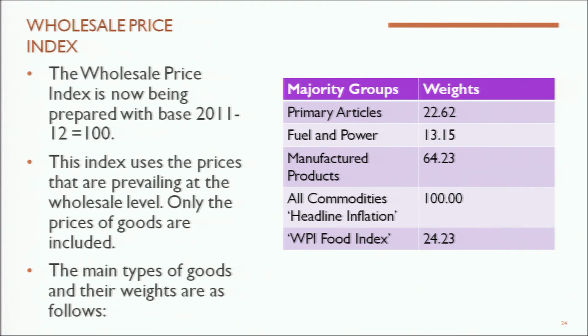And when we take base, for any year, the base is always 100. And while calculating the wholesale price index, only the prevailing prices at the wholesale level are included, and only of the commodities. So only goods prices are included and the prices of services are not included.